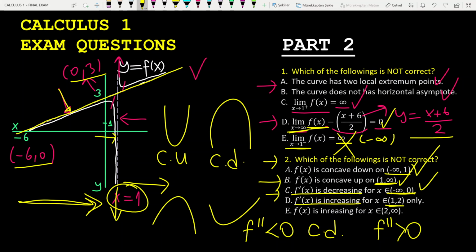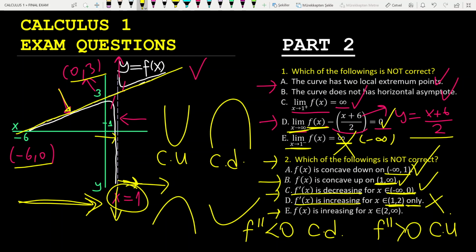From 1 to infinity, is the sign of f double prime positive? What's the meaning of this? From 1 to infinity, is the function concave up? Yes, from 1 to 2 actually, the function is concave up. But it is not the only interval on which the function is concave up. The function is concave up from 1 to infinity, not from 1 to 2. This is why that one is not correct.